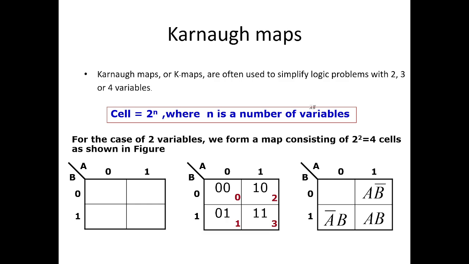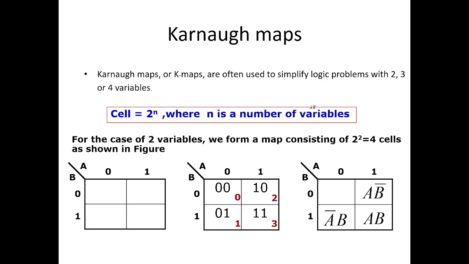The column variable is A. It represents 0 or 1. The row variable is B. It represents 0 or 1. So the cell combinations are 00, 10, 01, 11. So we can consider the cell values as 0, 1, 2, 3.